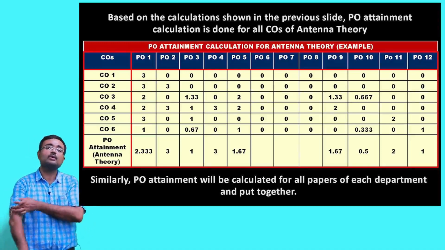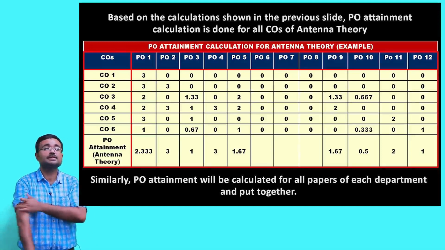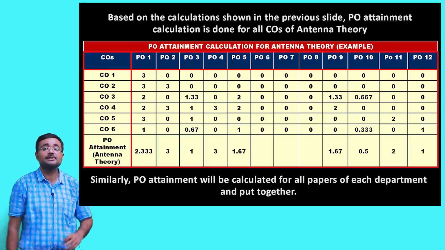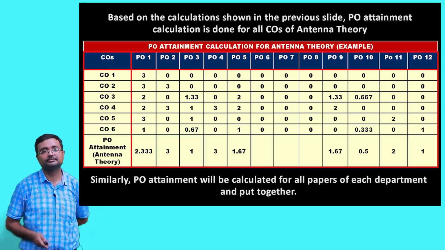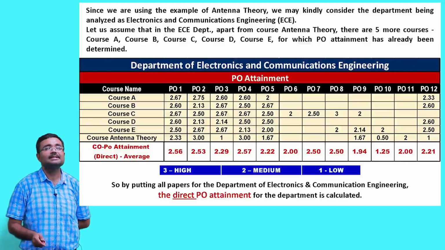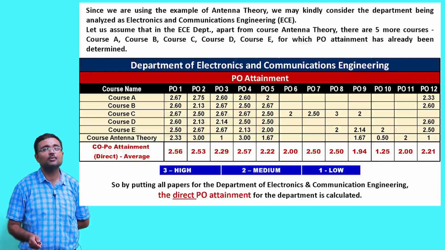But when I am talking about POs, I am not only interested in antenna theory, I am interested in the whole attainment of engineering. So, what to do? See the next table. Course antenna theory. The attainments were 2.33, 3, 1, 3, 1.67, 1.67, 0.50, 2 and 1. See previous slide. I have just copied, these were the PO attainments. I have just taken the attainments of antenna theory.